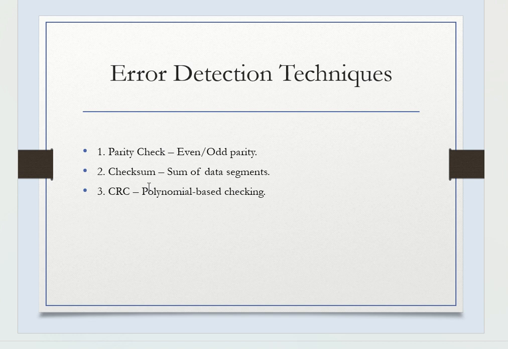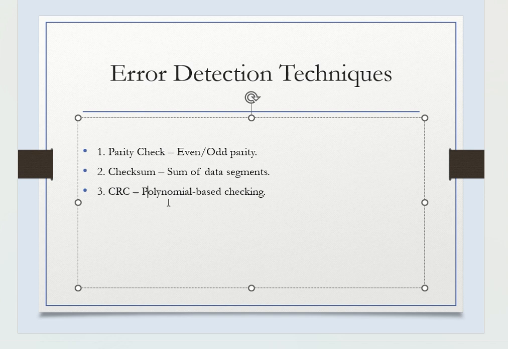Cyclic redundancy check. Polynomial-based checking treats the data as a large binary number and divides it by a fixed binary divisor called the generator polynomial. The remainder is the CRC. At the receiver, data plus CRC is divided again, and if the remainder is not equal to 0, an error is detected. Very powerful, it detects burst errors and is widely used in networking like Ethernet, DSL, USB, etc.